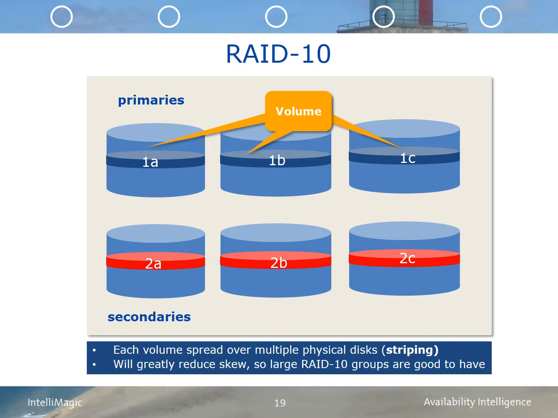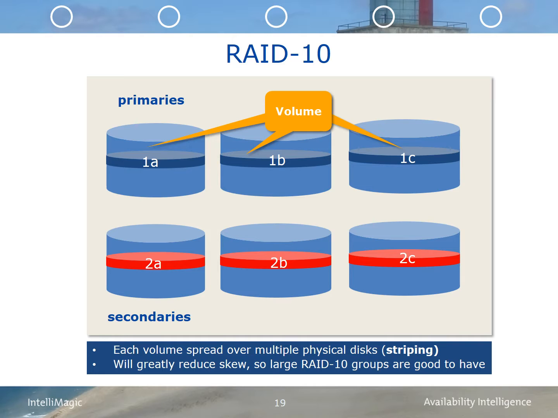In this slide, we're going to talk about RAID 10. RAID 10 is very similar to RAID 1 mirroring. The difference is that RAID 10 is striped and mirrored. So what we have is on the top row 3 separate disk drives with 3 volumes on them, 1A, 1B, and 1C. And then on the bottom row we have three different disk drives with three volumes on them, 2A, 2B, and 2C. So 2A is a copy of 1A, 2B is a copy of 1B, and 2C is a copy of 1C.